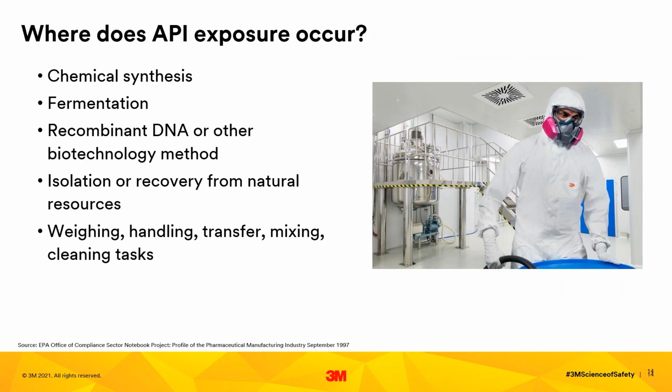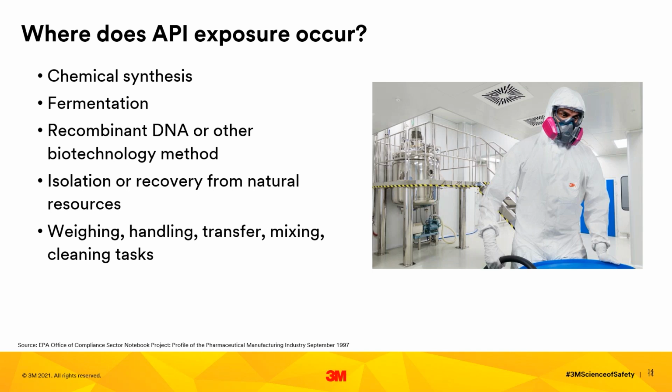So where does that exposure occur? It's really any place where the API is handled. And keep in mind, the API is a key ingredient, so therefore it's throughout the process. First, they have to start by making that API. And it's usually either going to be a chemical process or a biological process. So you've maybe heard the term biopharma, which is really just APIs that are made through biological means.